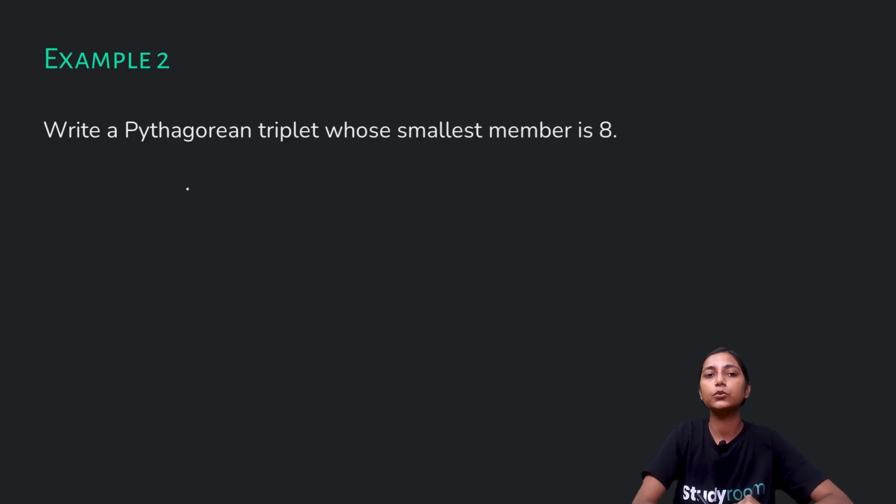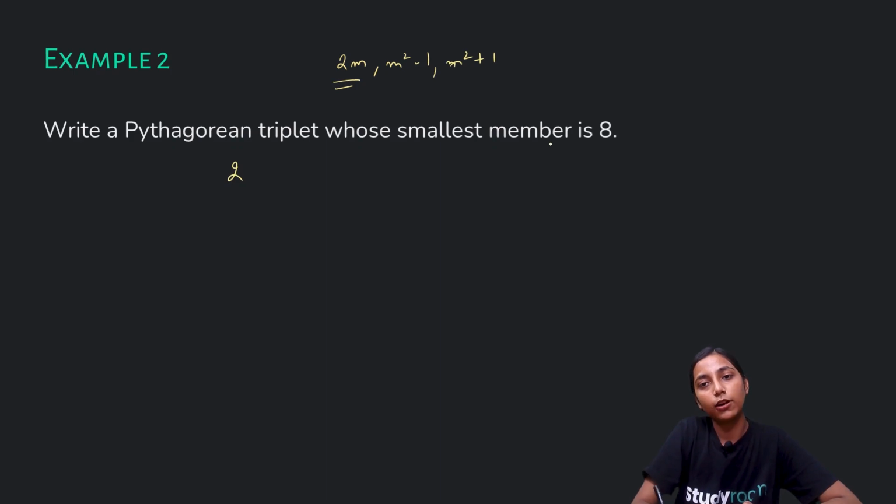First, example number 2: write a Pythagorean triplet whose smallest number is 8. So we know that in this case, when the Pythagorean triplets are 2m, m square minus 1 and m square plus 1, the smallest is 2m. We are given the smallest number is 8, that is 2m equals 8. What is our m? m is equal to 4. So we have got m.